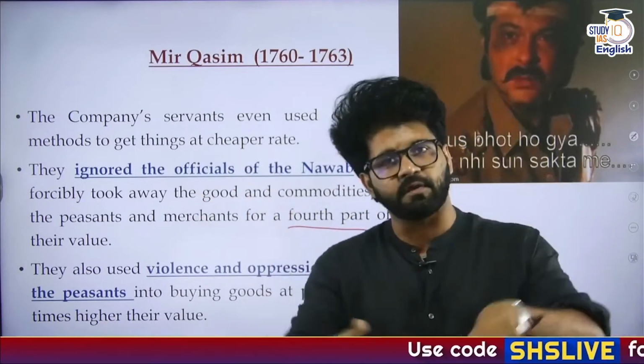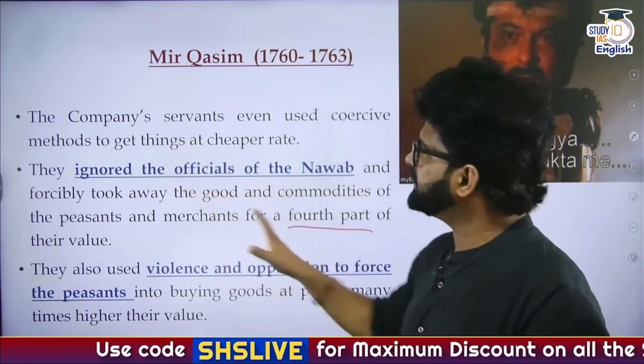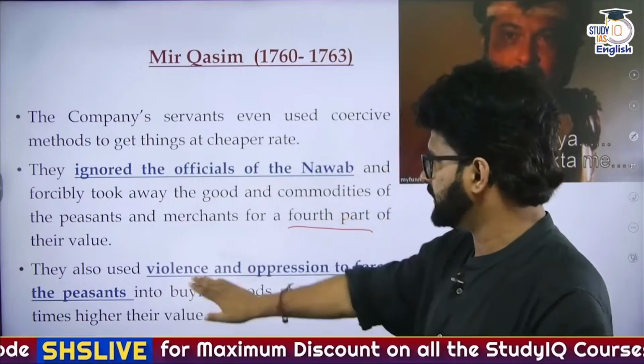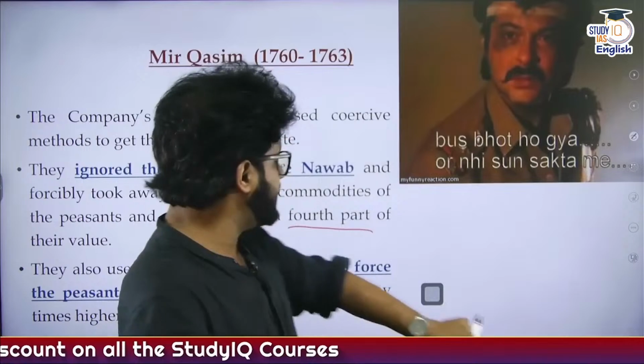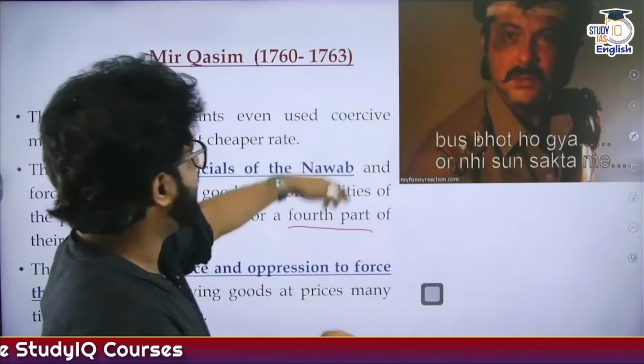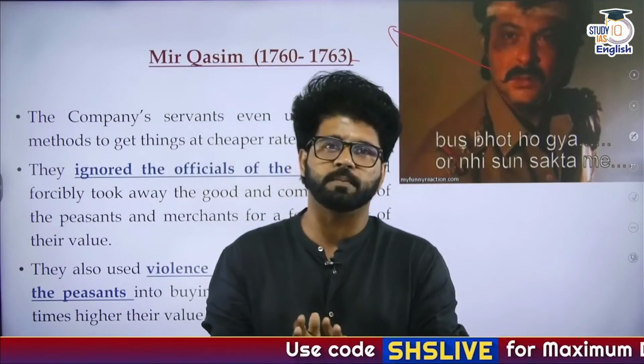So it's not only confined to the dastak system, things have gone way out of hand as far as controlling these EIC officials is concerned. They also used violence and oppression to force the peasants into buying goods at prices many times higher than their original value. And that's why Mir Qasim is like this. That, dude, enough is enough. You people have to stop now.